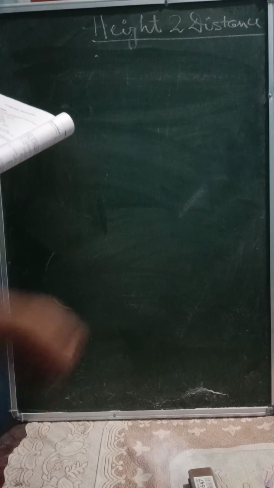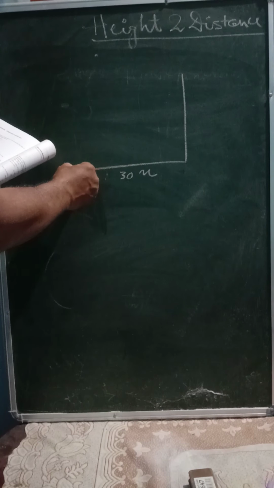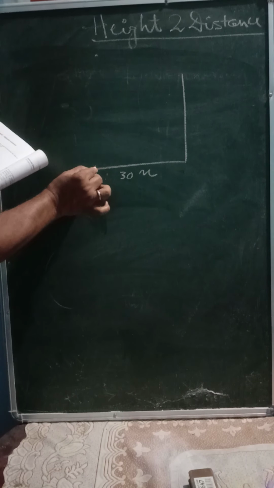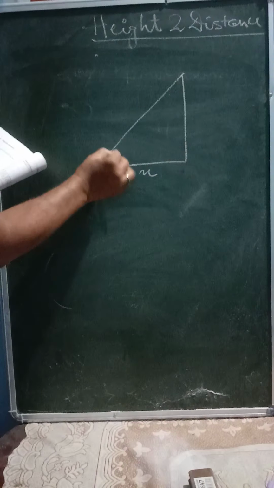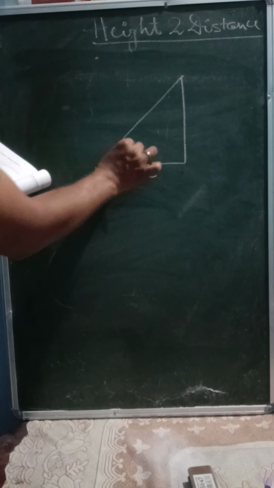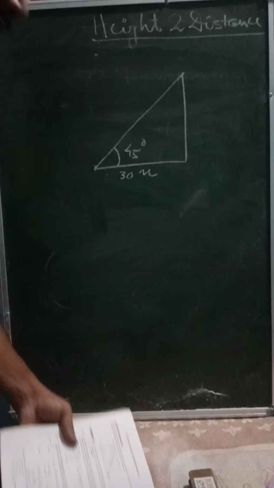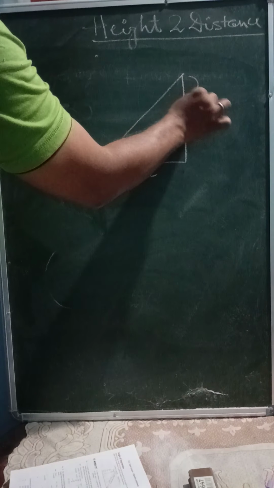A tower stands vertically on the ground. From a point on the ground which is 30 meter away from the foot of the tower, the angle of elevation of the top of the tower, means this angle, is given 45 degree. So our question is find the height of the tower. So this is what is the height of the tower?